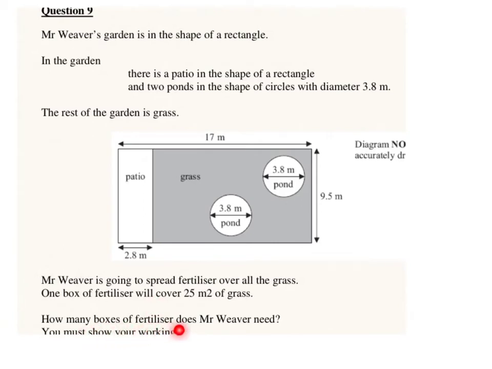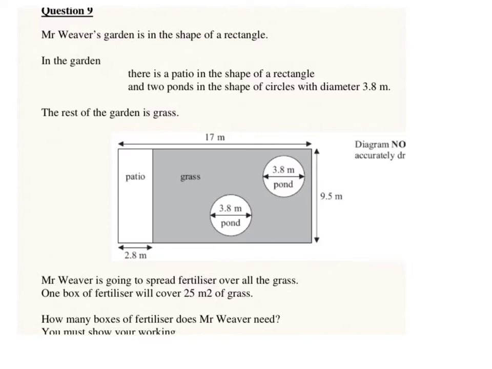So how many boxes of fertiliser does Mr. Weaver need? Show all your working. So first of all we need to work out how much grass there is. So the grass is within this rectangle, but obviously it doesn't contain the pond. So we need to work out the rectangle first and subtract the area of the 2 ponds.